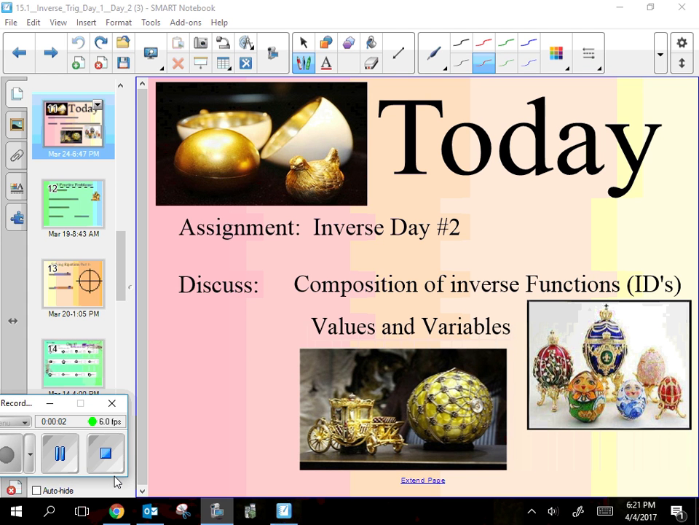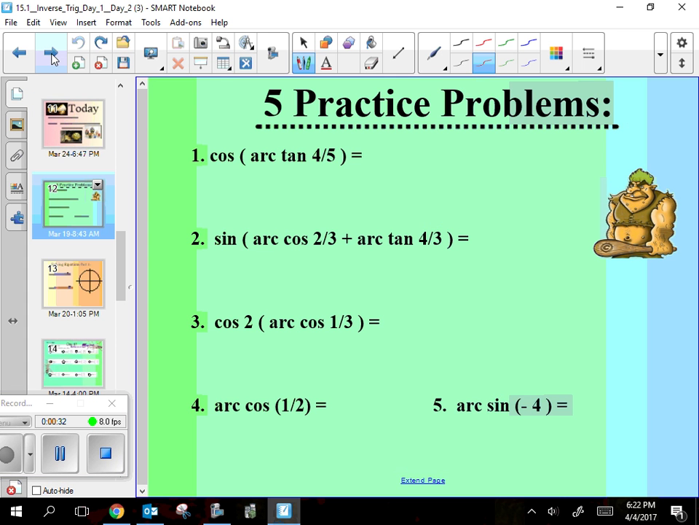Okay, so this is day 2 on inverses. First thing, find this slide from yesterday's smartboard, which is the beginning of the second day of inverses. I would recommend that you pause for a moment while you find that. Okay, hopefully everybody is at this page, the one with the golden egg up at the top there. We're going to be talking about composition of inverses and doing a little bit of solving.